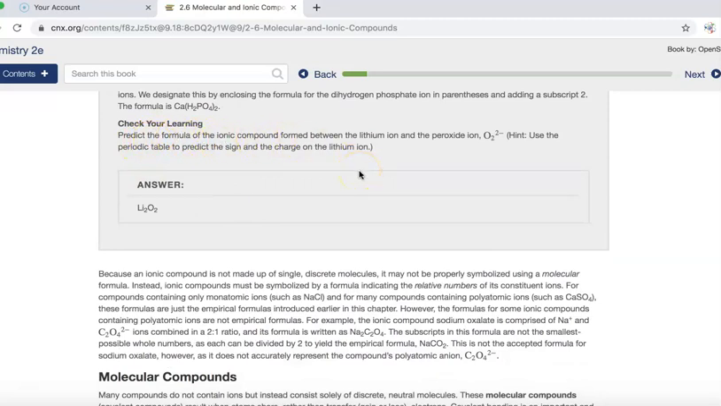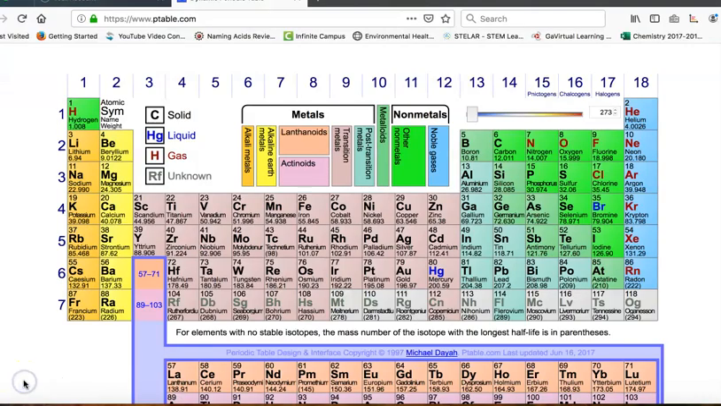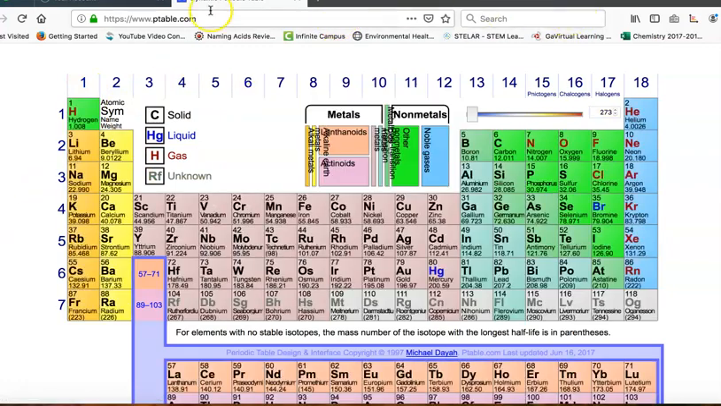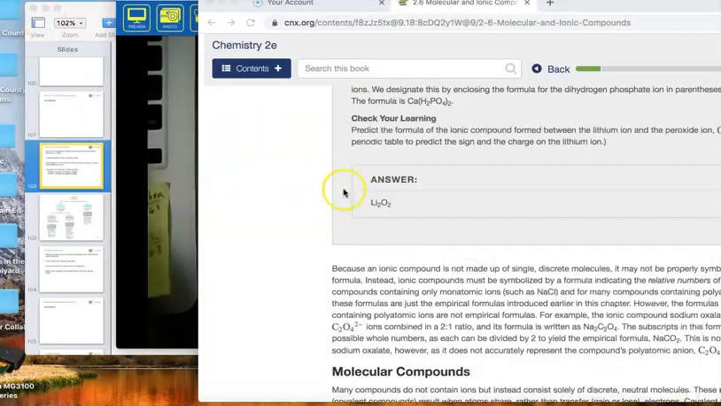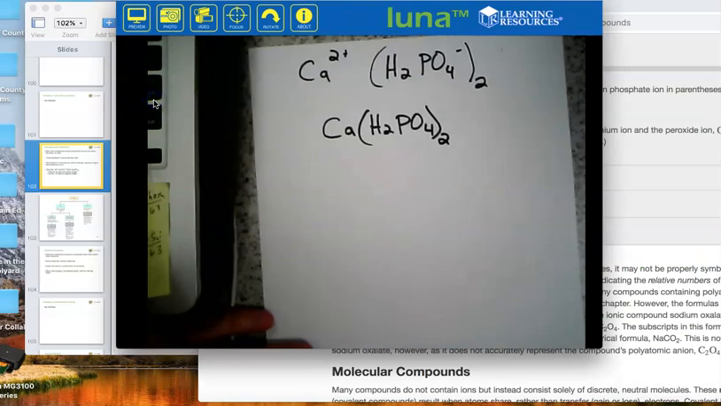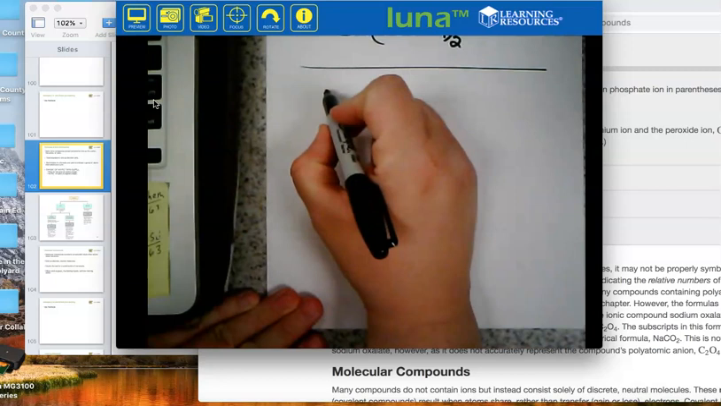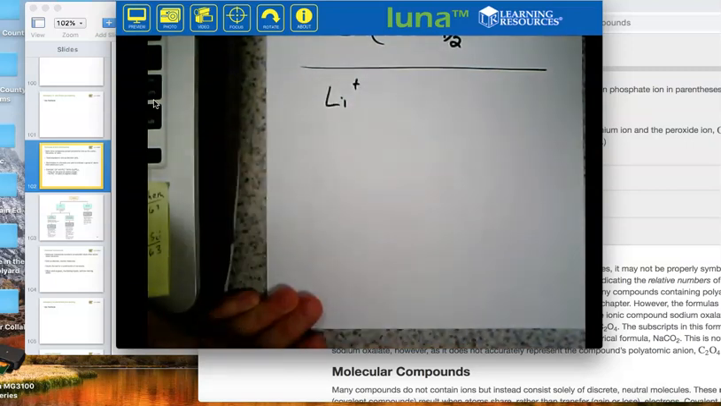An additional problem here says check your learning, predict the formula for an ionic compound formed between the lithium ion and the peroxide ion. Here it doesn't tell us the charge of lithium, so we have to look that up off the periodic table. Looking up lithium on my periodic table, I notice that it is in group 1. So that means its charge must be positive 1.